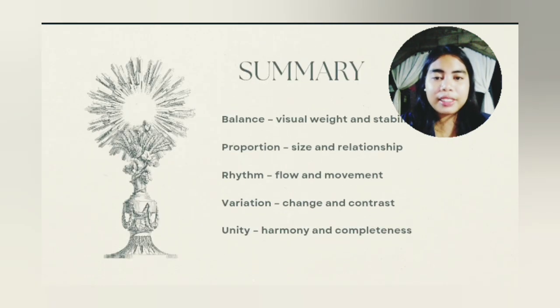Let's proceed to the summary. Take note of this. First is the balance. When we say balance, it is the visual weight and stability. Next is proportion. It is the size and relationship. Next is the rhythm. It is the flow and movement. Next is the variation. It is the change and contrast. And lastly, unity. It is the harmony and completeness. So that's all my report.